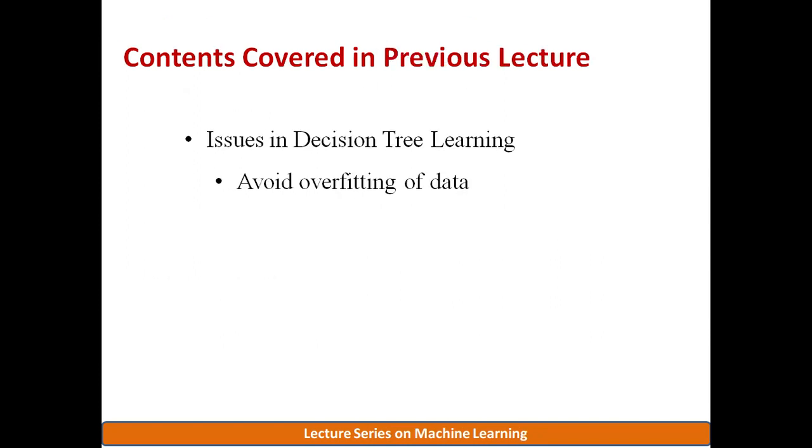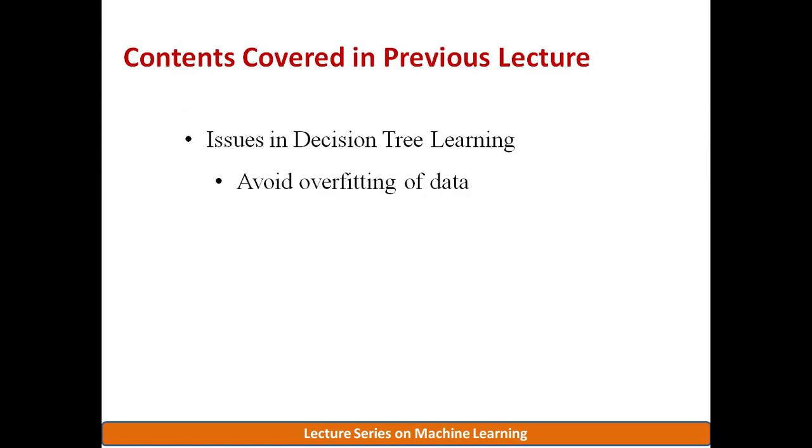The content we discussed in the earlier lecture was the issues in decision tree learning. That is, what are the different issues that are present in decision trees. For example, avoiding overfitting of data, then handling continuous attribute variables, and alternate attribute selection measures. So there are various issues to be addressed, and the one which we studied in the earlier lecture was avoiding overfitting of the data.